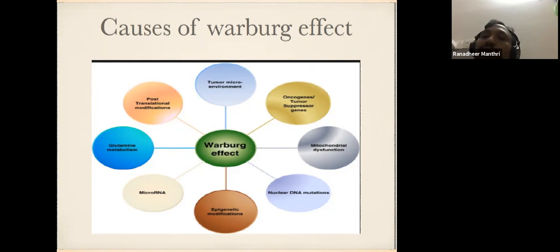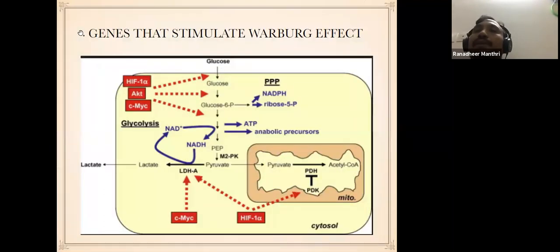Which is interesting, but more interesting in a metabolic context. If I was teaching a class to a metabolic person, it would be more interesting. But at present, the crux is the Warburg effect. The Warburg effect leads to altered glucose metabolism. This is the base for PET-CT imaging, FDG PET-CT. Next slide. Next slide. So, genes that stimulate the Warburg effect.